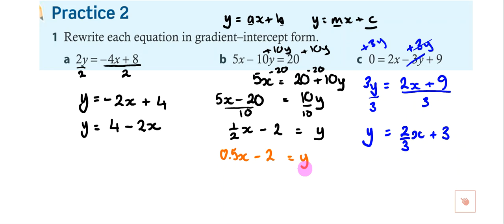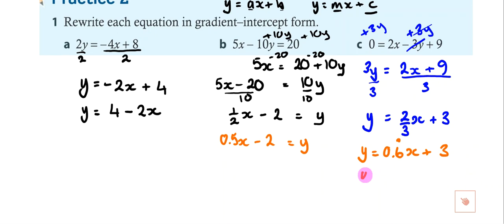Rise over run form, right? So that's easy to see that the rise is 1, the run is 2. If it's 0.5, it means the same thing, but it's not as easy to visualize. 2 over 3, rise over run. Some people would write it as y equals 0.6 recurring x plus 3. That's fine. It's correct. It's not very tidy, not very neat, but it's correct.